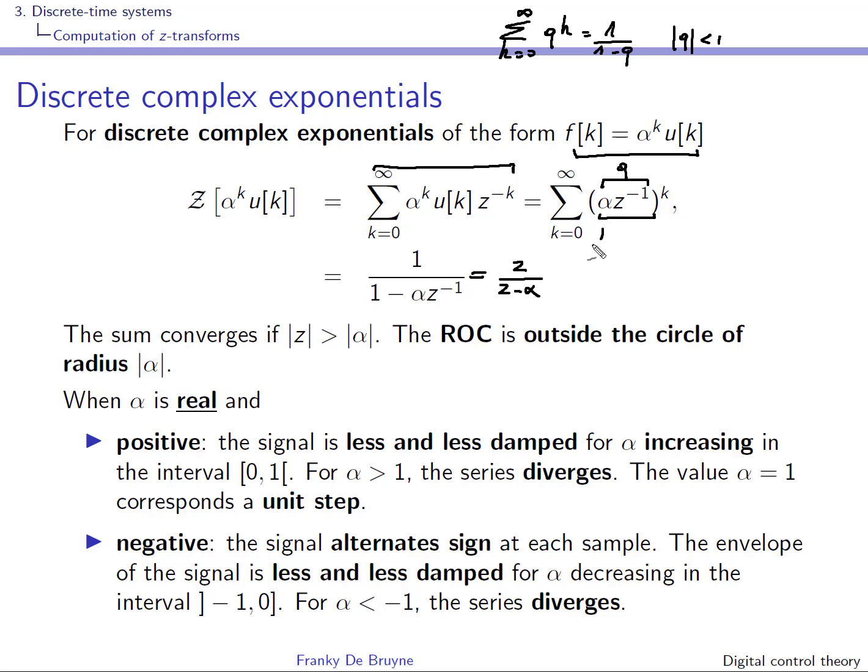This step from here to here is valid only if q is smaller than 1 in modulus, so alpha z minus 1 in modulus is smaller than 1, and again this is equivalent to the modulus of z larger than alpha. So the region of convergence is outside a circle of radius, the modulus of alpha. Remember here that alpha can be a complex number.